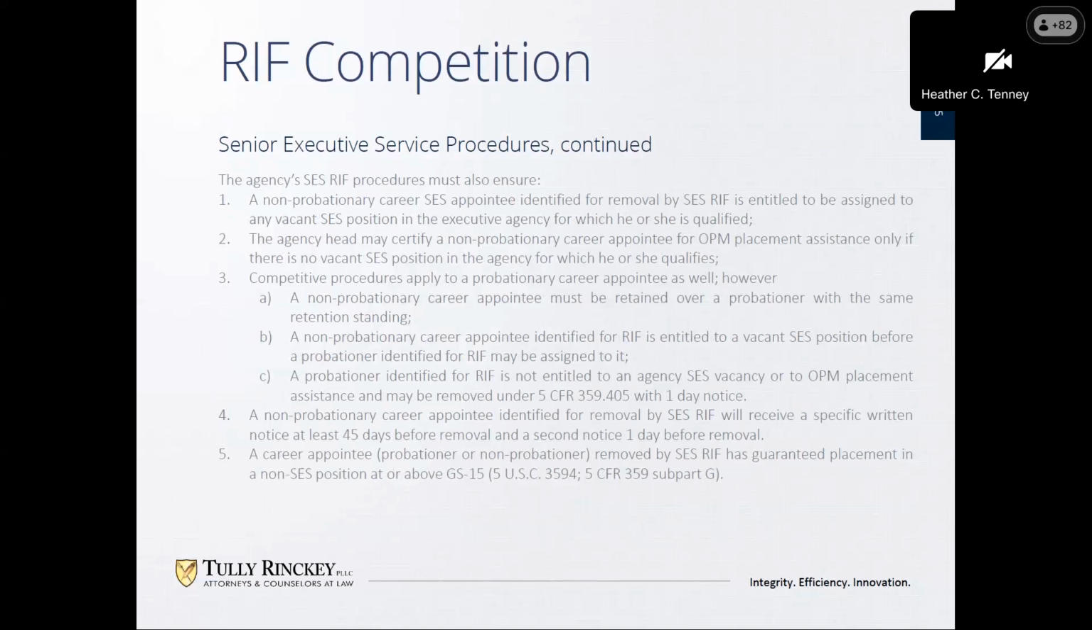And a probationer identified for RIF is not entitled to an agency SES vacancy or to OPM placement assistance, and may be removed under the CFR with 1 day notice. A non-probationary career appointee identified for removal by an SES RIF will receive specific written notice at least 45 days before removal, and a second notice 1 day before removal.